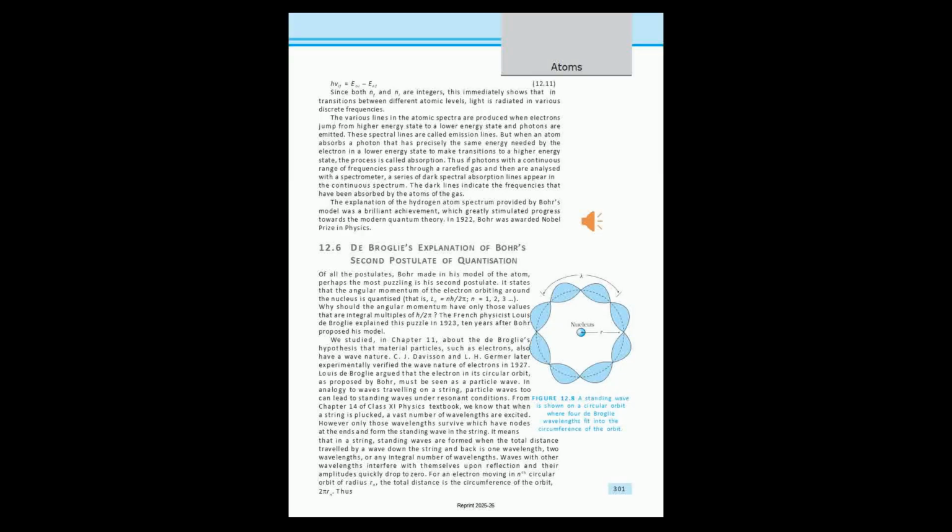The explanation of the hydrogen atom spectrum provided by Bohr's model was a brilliant achievement, which greatly stimulated progress towards the modern quantum theory. In 1922, Bohr was awarded the Nobel Prize in Physics.